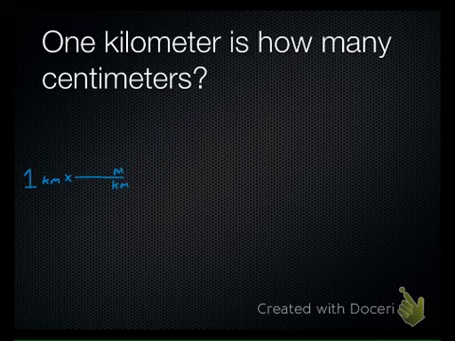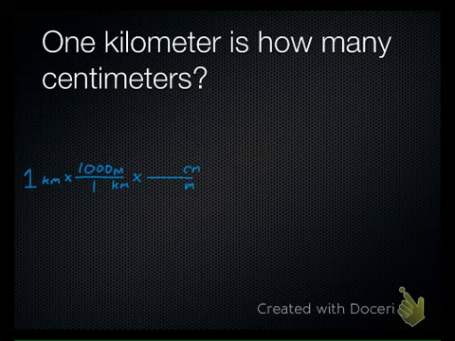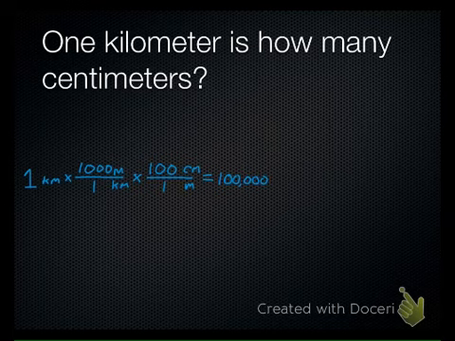That seems easy enough. So I know that 1,000 meters is the same thing as 1 kilometer. And then once I'm at meters, I'll put meters on the bottom, because now I'll be coming from meters, and I want to get eventually to centimeters. So that'll go on the top. I know that in 1 meter, I've got 100 centimeters. So now I just multiply through, and what I get is 100,000 centimeters. Nice and easy.